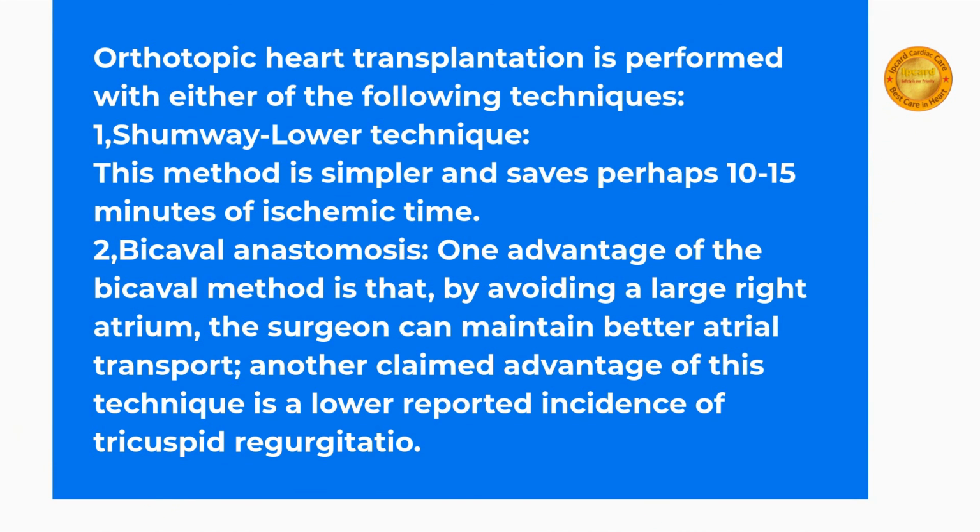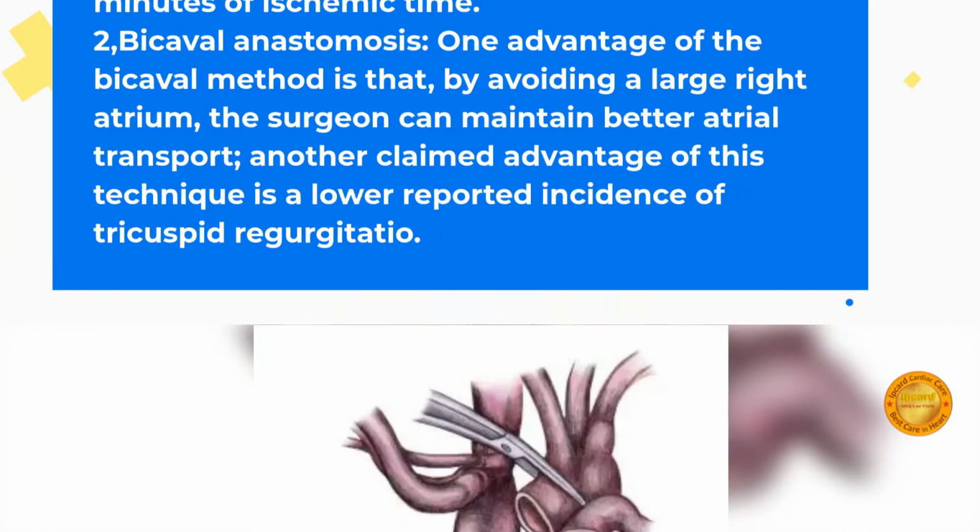1. Shumway-Lower technique. This method is simpler and saves perhaps 10 to 15 minutes of ischemic time. 2. Bicaval anastomosis. One advantage of the bicaval method is that, by avoiding a large right atrium, the surgeon can maintain better atrial transport. Another claimed advantage of this technique is a lower reported incidence of tricuspid regurgitation.